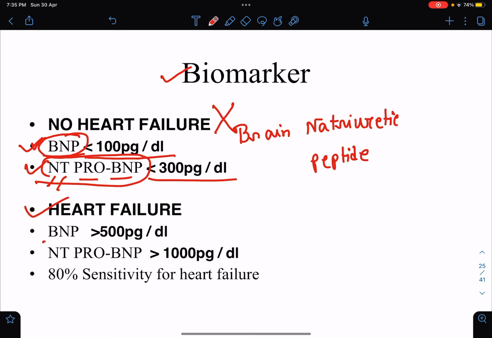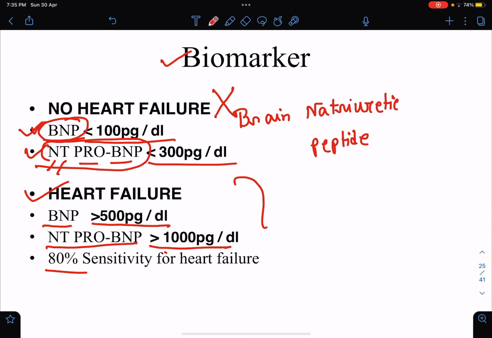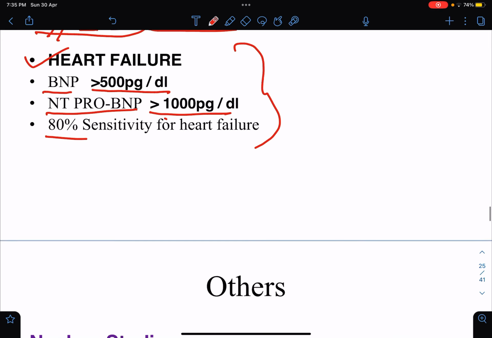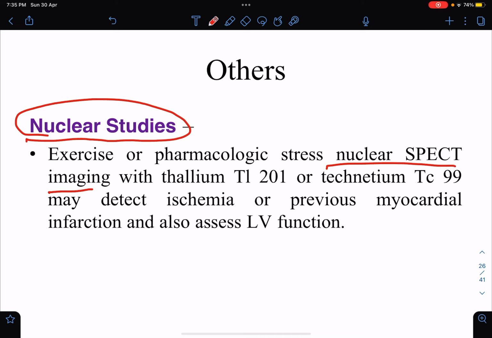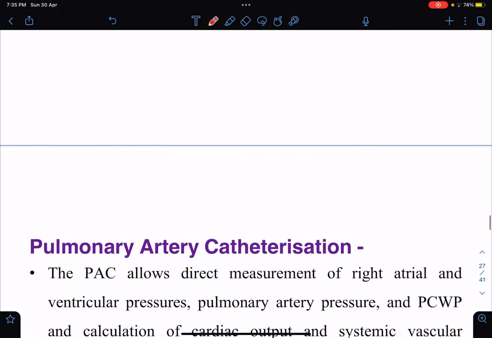But if BNP level is more than 500 and NT-proBNP more than 1000, then there is 80% chance of having heart failure. So we need to remember the sensitivity of BNP and NT-proBNP also. So if less than 100 and 300, there is no heart failure for certain. Other higher level studies such as nuclear studies can be done. Nuclear SPECT imaging, this is a stress testing. Nuclear SPECT imaging can be done to find out if there is any ischemia at present or if there is any previous myocardial infarction, and assessment of LV function.